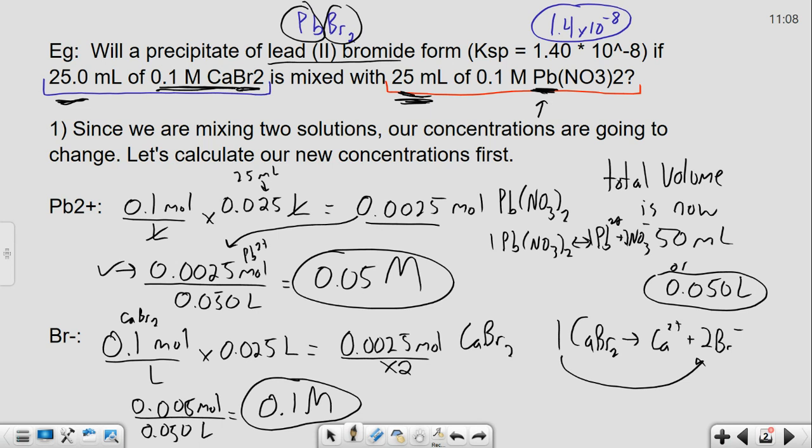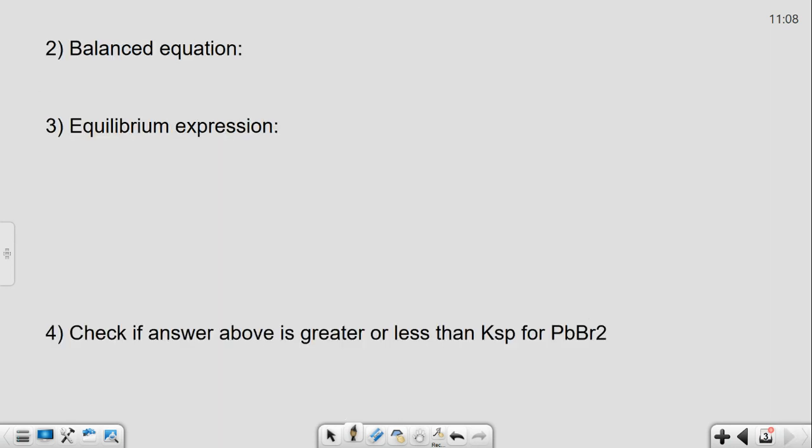All right, so I've got my concentrations now. So I mix these 2 beakers. In this beaker, I have 0.05 molar lead 2+, and I have 0.1 molar bromide ion. All right, so far so good. So our balanced equation: I've got lead 2 bromide, which should be a solid, is going to give me lead 2+ plus 2 bromides.